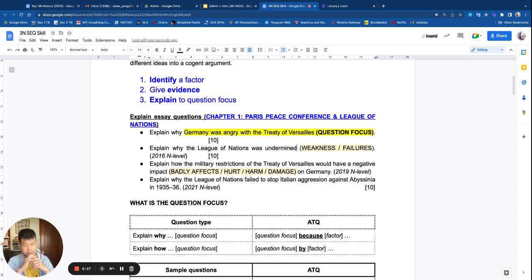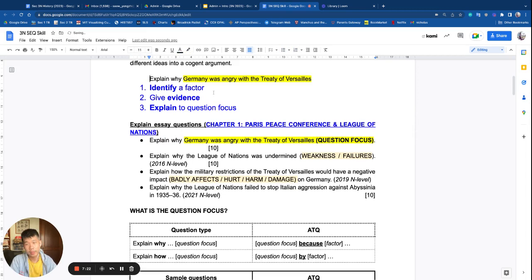Therefore, one factor here could be, Germany was angry because of the military restrictions. That could be a factor. Military restrictions. And then I must prove it to show why it made Germany angry. So I first start by giving evidence. So if this were my question, say I choose military restrictions, then I have to give evidence. What do we know about military restrictions?